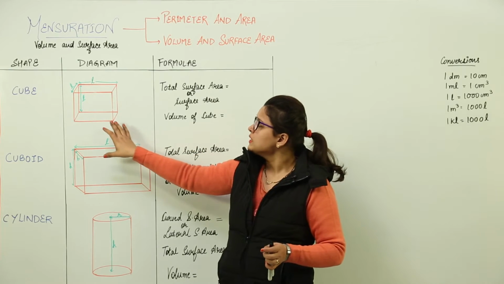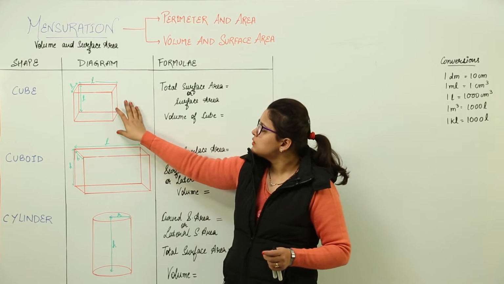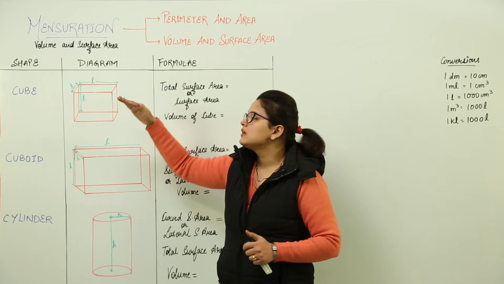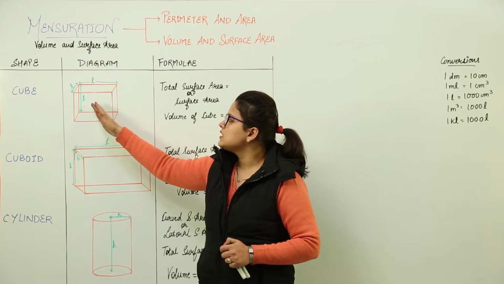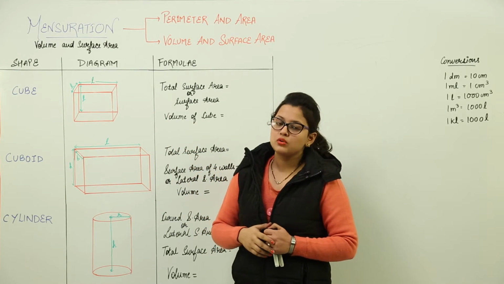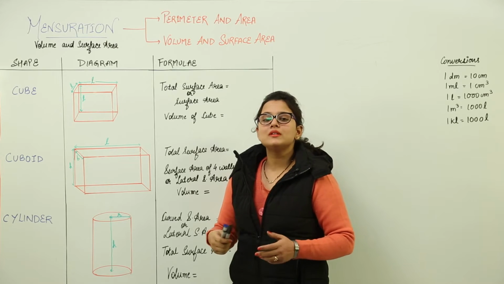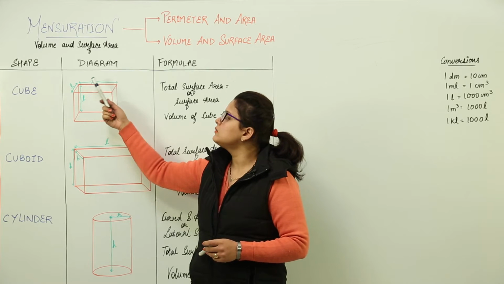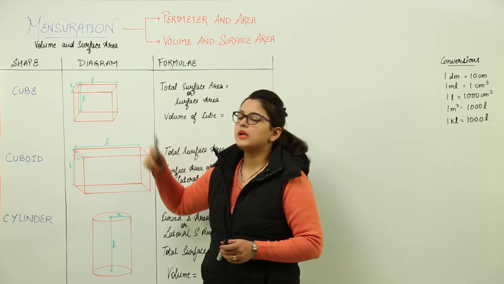Here we can see that this is a cube. In this cube we have three measurements, but all three measurements are equal. Why? Because it is a cube. All the edges or all the sides of a cube are equal. That is why we have made the length, breadth and height all equal to L.